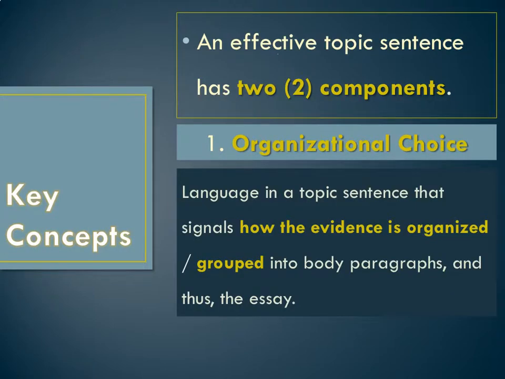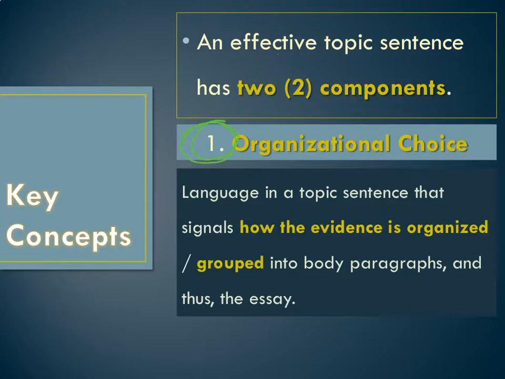Okay, well, let's go ahead and give you our first key concept here, and that is that an effective topic sentence has two primary components or parts. Just like a thesis statement has to have specific parts in it, for a thesis statement we have to have three parts: a subject, a topic, and an associative claim. A topic sentence has to first have a really effective organizational choice.